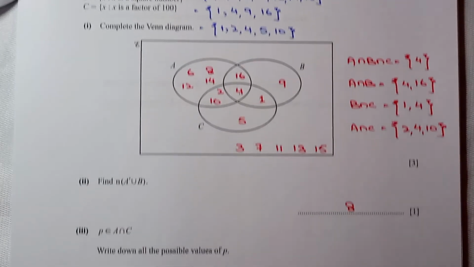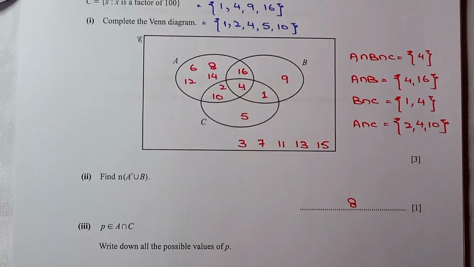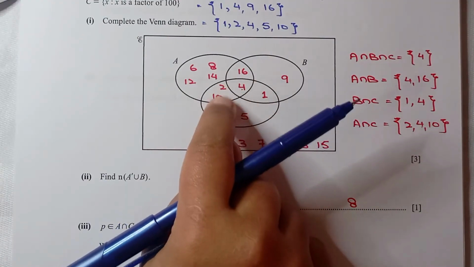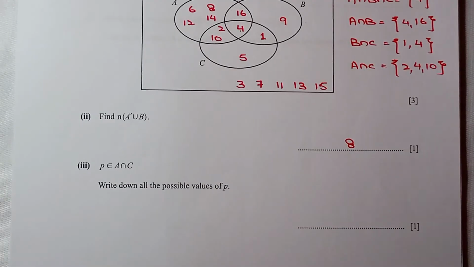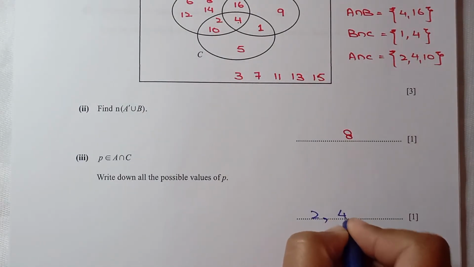Okay. Now for the third part, P belongs to A intersection C. Write down all the possible values of P. A intersection C. A and C. 4, 2, 10. These are the three values for P. So it can be 2, 4, and 10.